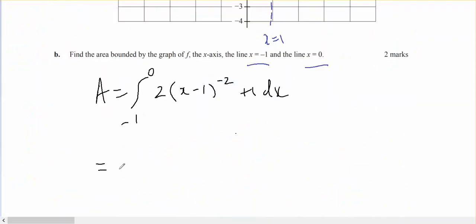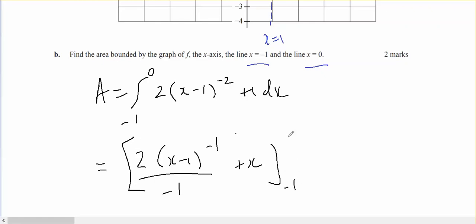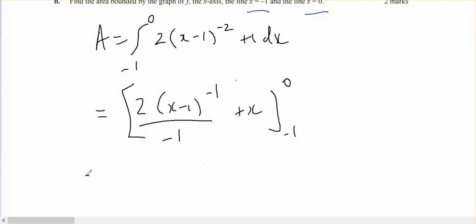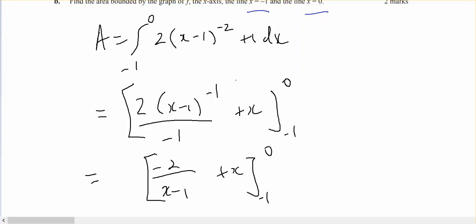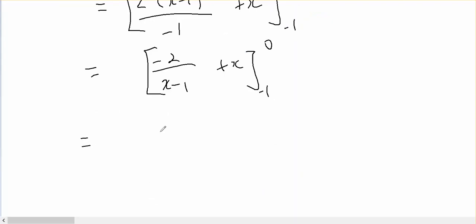Okay, that's going to equal 2 (x minus 1) to the -1 divided by -1, and there's also a 1, plus x, from -1 to 0, which will be -2 on top of x minus 1, plus x, from -1 to 0. Putting in the 0, -2 on top of -1 plus 0, then putting in the -1, minus -2 on top of -1 minus 1, and then minus 1.